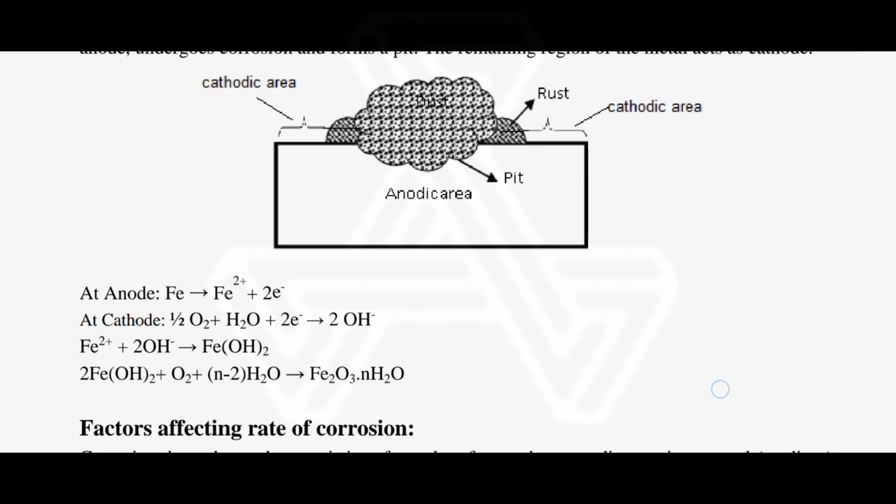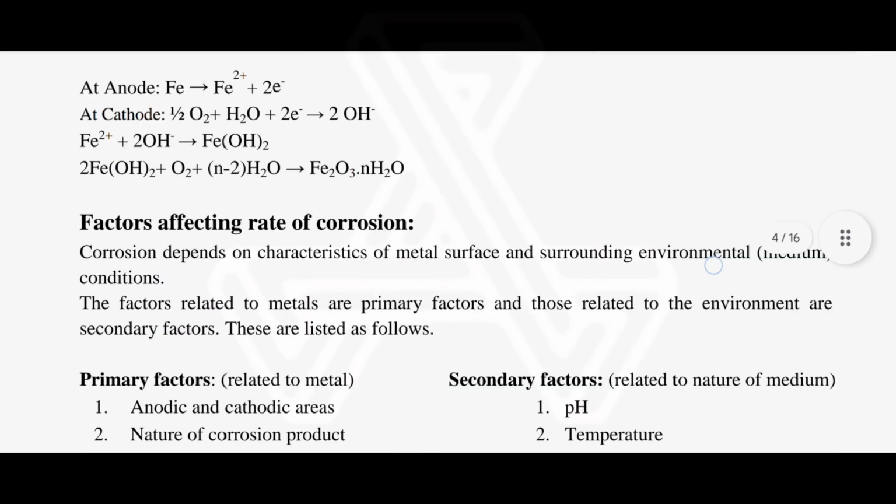At anode, Fe gives Fe2+ + 2e−. At cathode, ½O2 + H2O + 2e− gives 2OH−. Fe2+ + 2OH− gives Fe(OH)2. 2Fe(OH)2 + ½O2 + (n−1)H2O gives Fe2O3·nH2O.